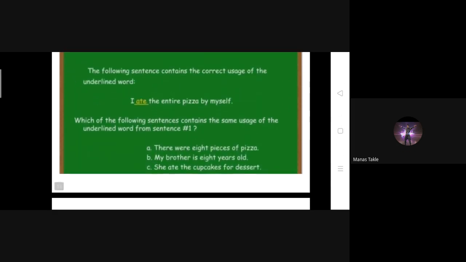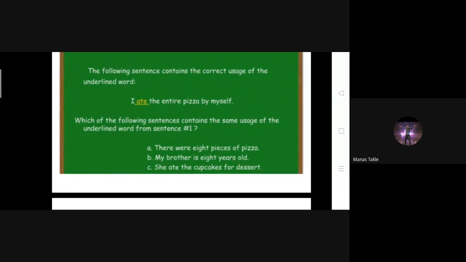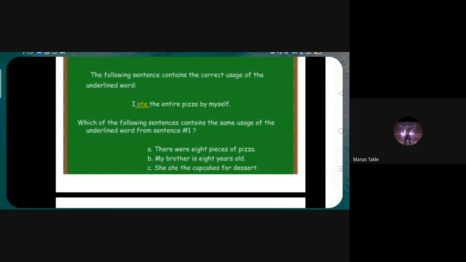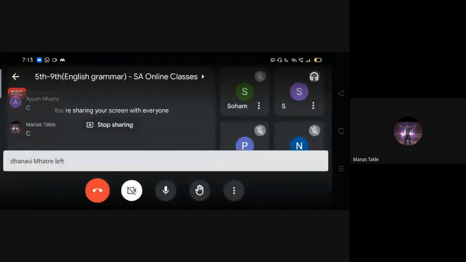Here is another one. I ate the entire pizza by myself. There were 8 pieces of pizza. My brother is 8 years old. She ate the cupcakes for dessert. A, B, or C? It is very easy to understand because it is written and you are able to see. Okay. Let's try one by not seeing.